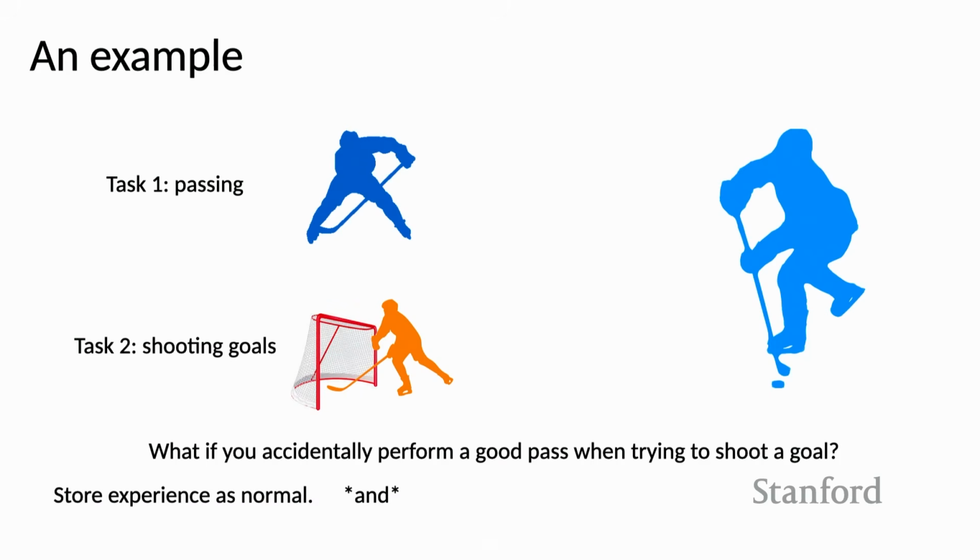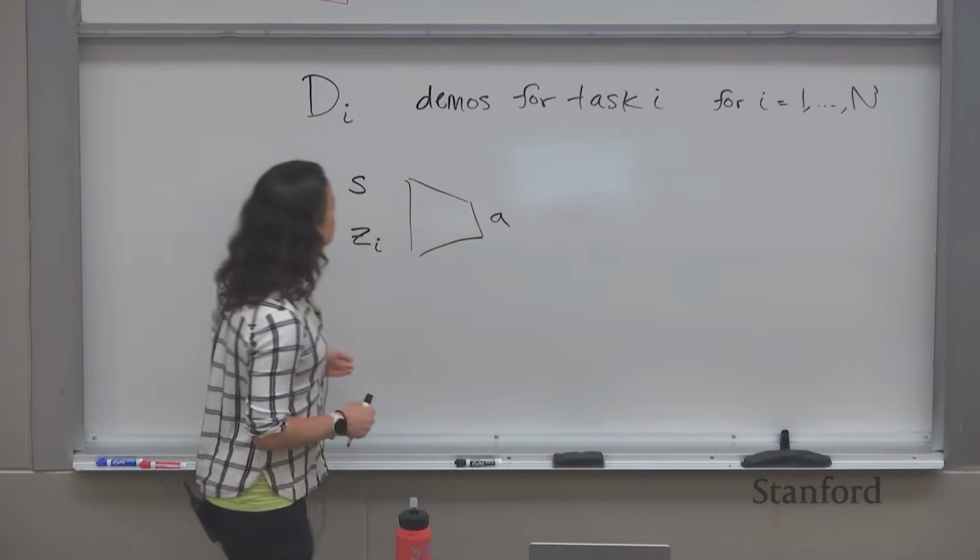And so what you could do is store that experience as normal under the original task identifier, but you could also relabel the experience with the task one ID, specifically the passing ID, there's a typo there, and then store that in the replay buffer for that task.